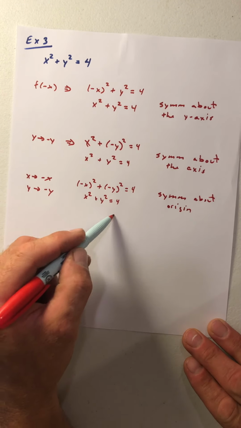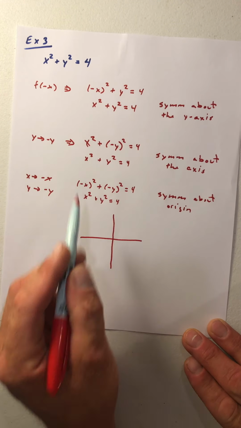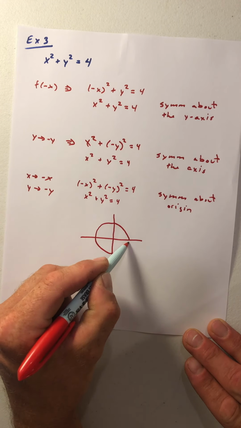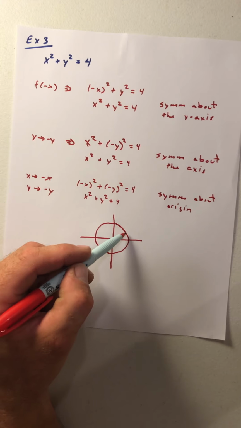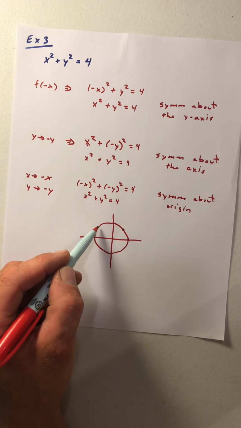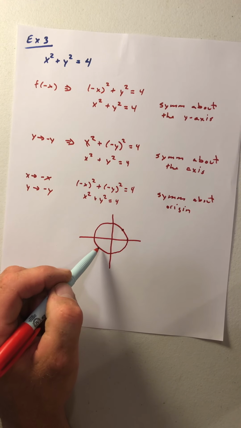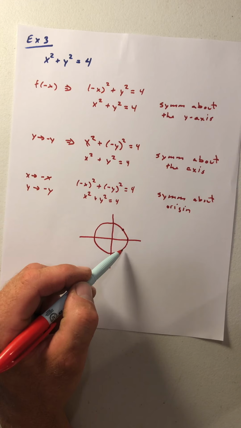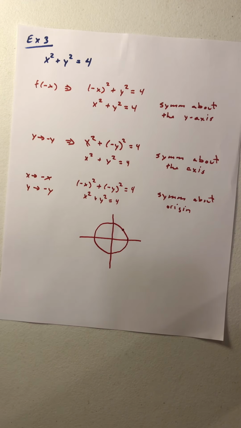So if we think about our graph here, x squared plus y squared equals 4, it's going to look like a circle. So we should see that at any point over here, our xy value is the same as negative x negative y, and xy is the same as x negative y. So all three symmetries are going to hold.